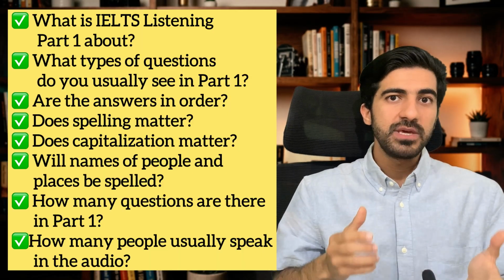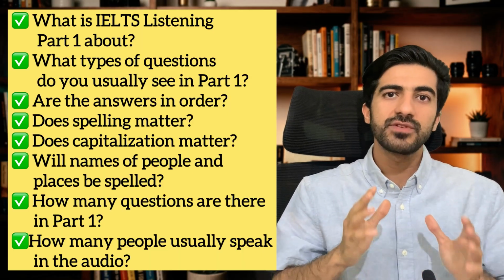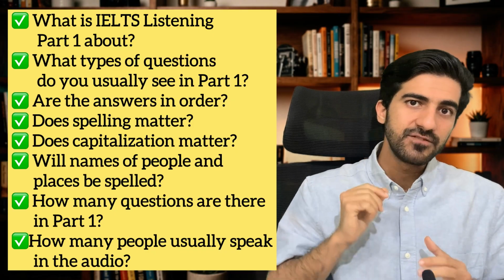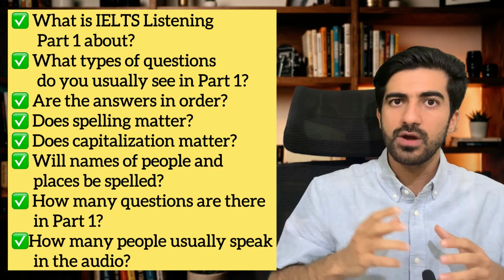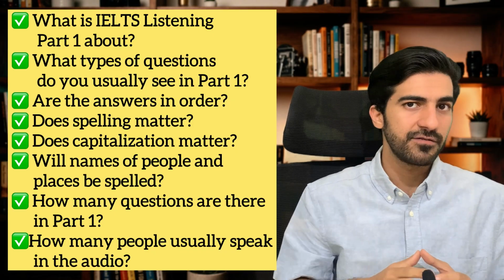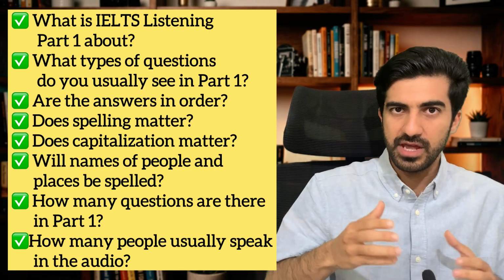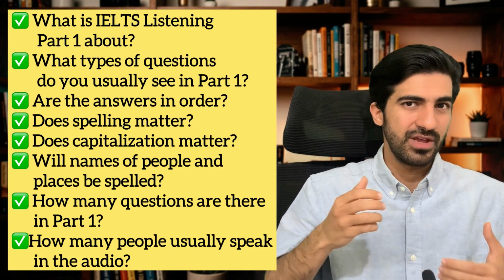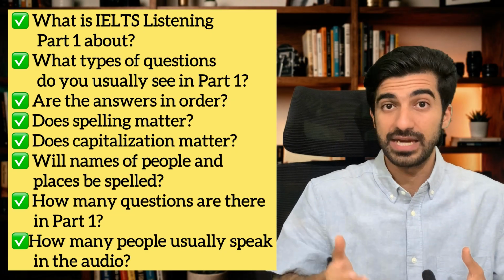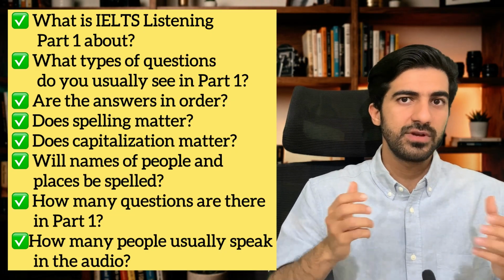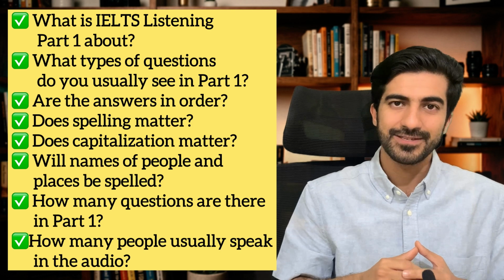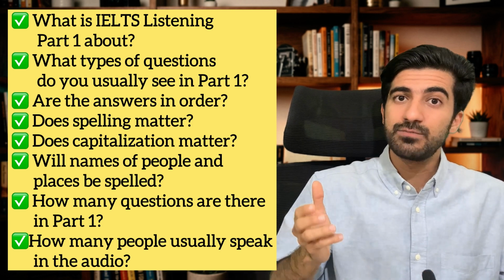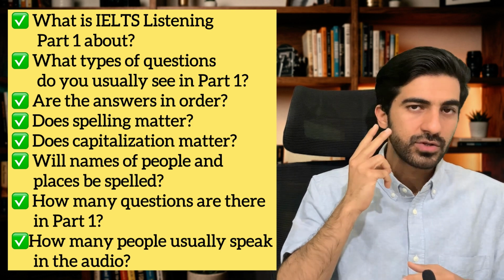Will names of people and places be spelled? Most of the time, yes. However, if a name is very common or has more than one possible spelling, it may be clarified in the audio file. For example, a name like John may be spelled out for you if necessary. You might hear something like John with an H or without an H. How many questions are there in part 1? There are 10 questions. How many people usually speak in the audio? Usually there are 2 people.